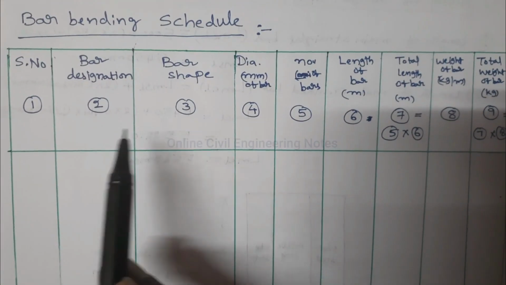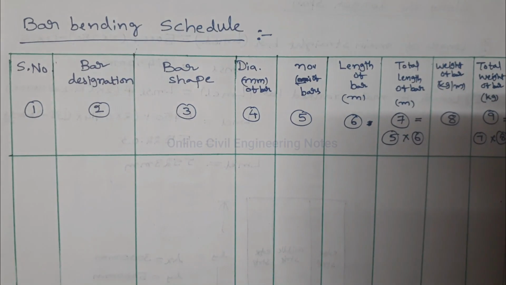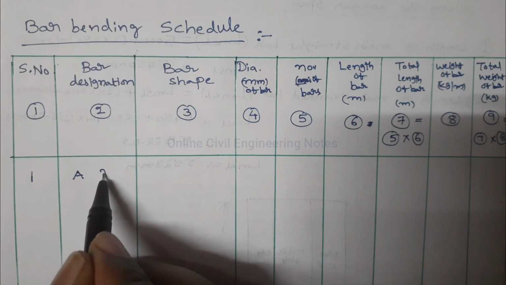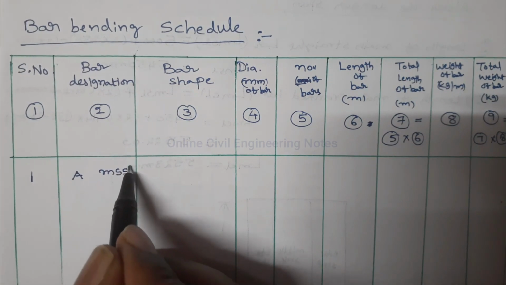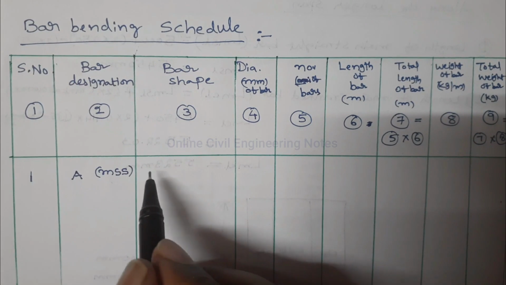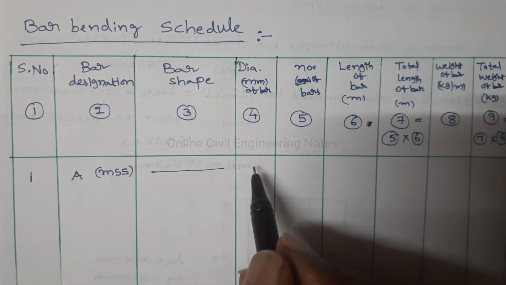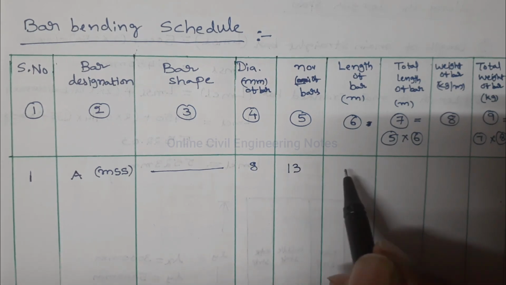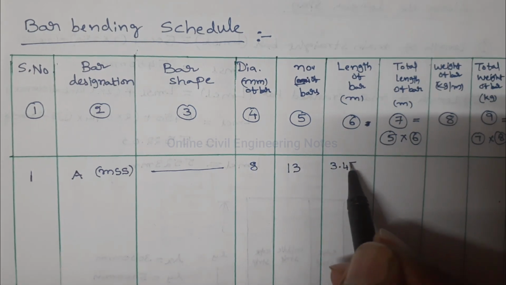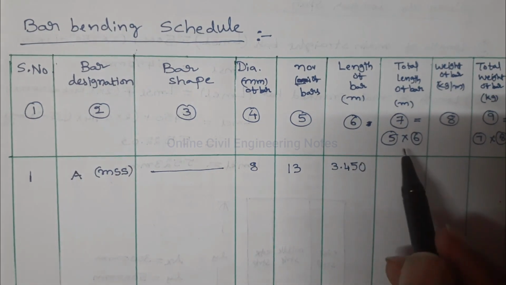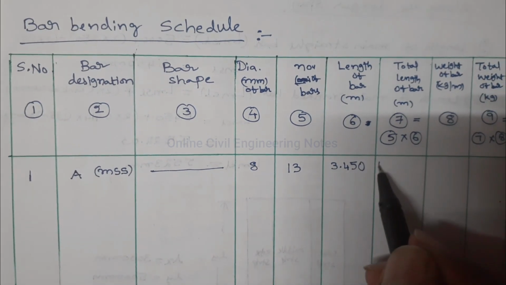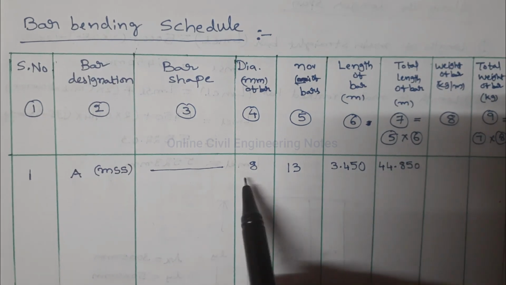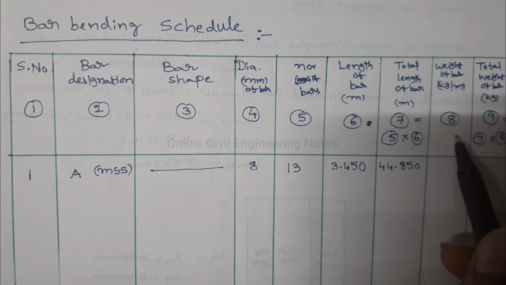Prepare the bar bending schedule for the two-way slab, corners held down condition. First bar is main straight bar along shorter span. Designation is A. Bar is a straight bar and diameter is 8 mm. Number of bars 13. Length of each bar is 3.450 meters. Total length is equal to 13 into 3.45, 44.850. Weight per meter is equal to 8 square by 162.2.